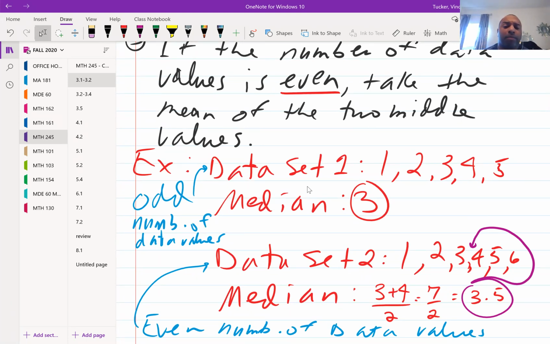So here, for an example, we have two data sets. First data set, 1 through 5, like I did before. 5 numbers. So we have an odd number of data values. So that means our mean, or not our mean, excuse me, our median will just be the middle value, which is 3.